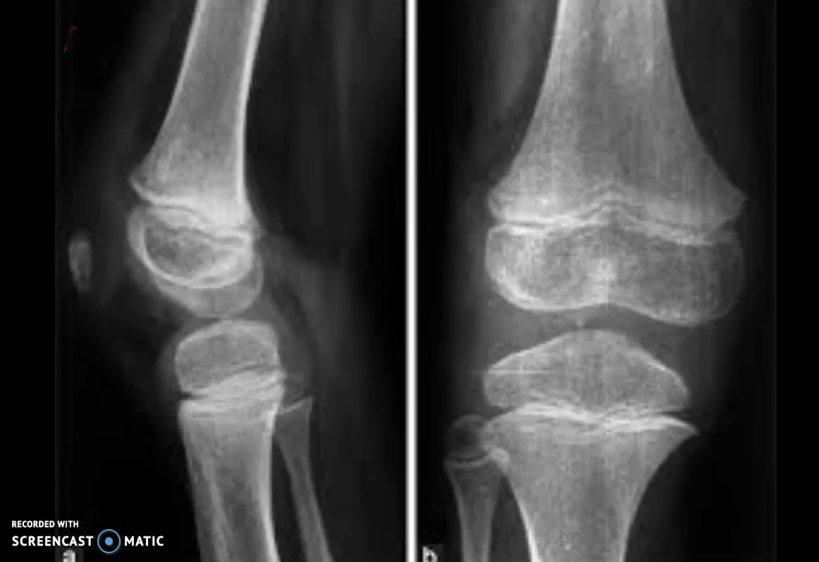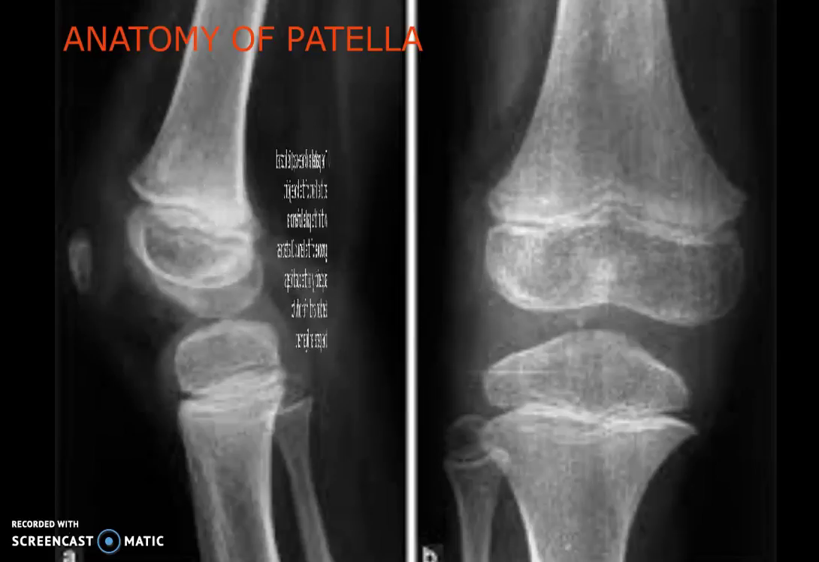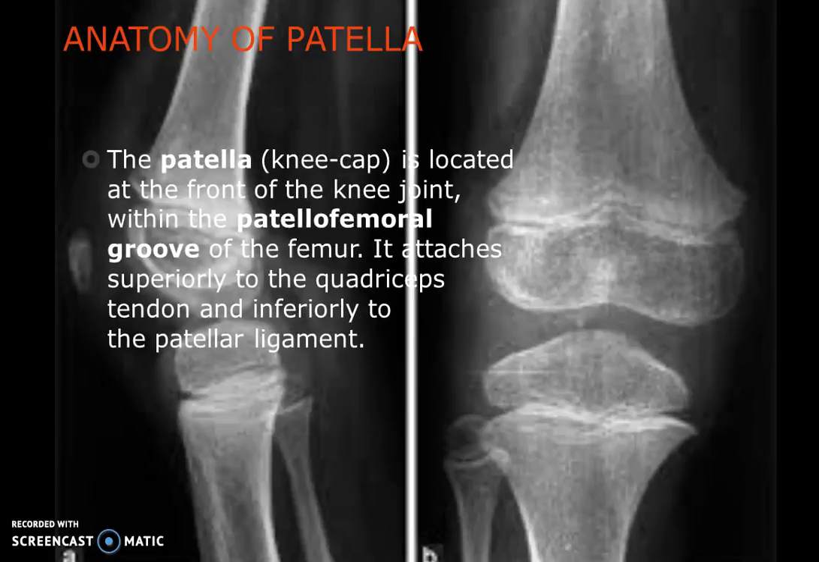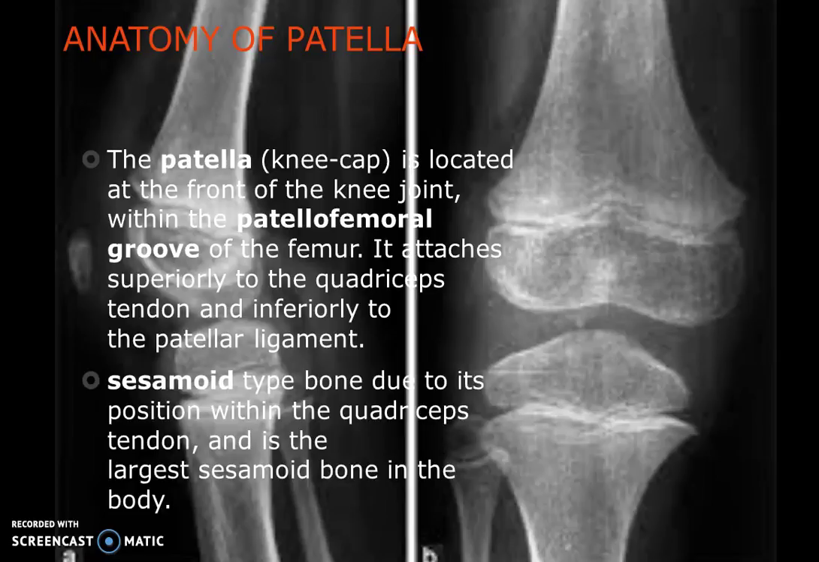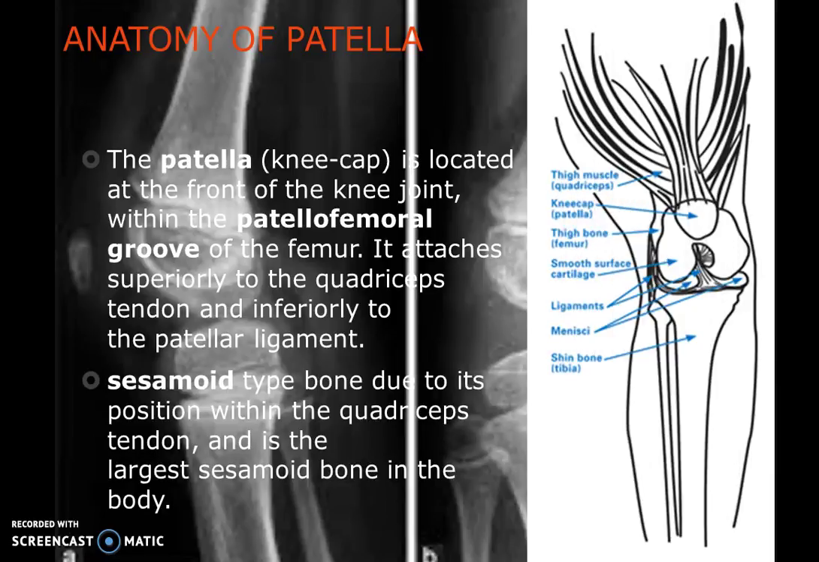Well, let's start with the anatomy of the patella, also known as the kneecap. It is located at the front of the knee joint, within the patellofemoral groove of the femur. It attaches superiorly to the quadriceps tendon and inferiorly to the patellar ligament. It is also classified as a sesamoid type bone due to its position within the quadriceps tendon and is the largest sesamoid bone in the body.